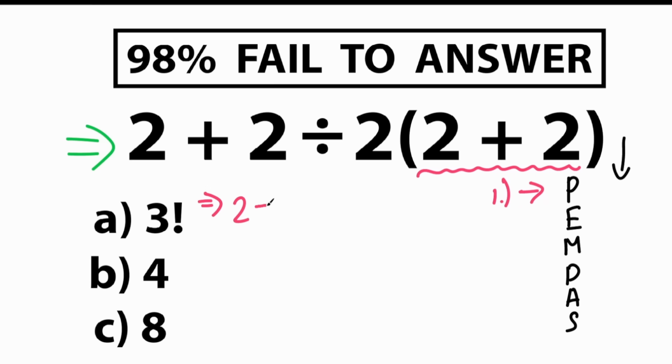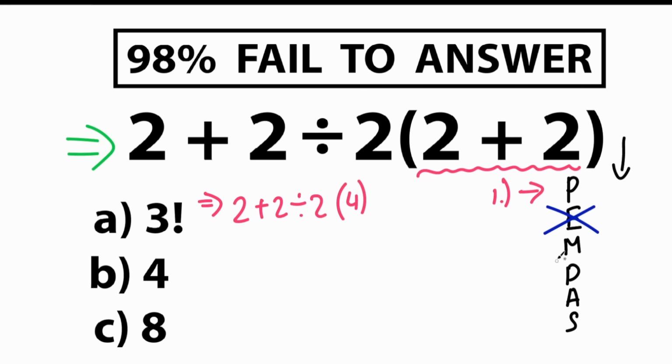We have 2 plus 2 divided by 2, and inside parentheses 2 plus 2 equal to 4. Right now we can actually get rid of these parentheses because we have only 4 inside our parentheses. Okay, the next step is exponent, but to be honest we don't have exponents in our question. We have only the first part, so we can cancel this second part.